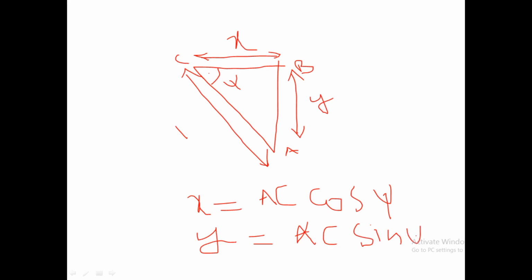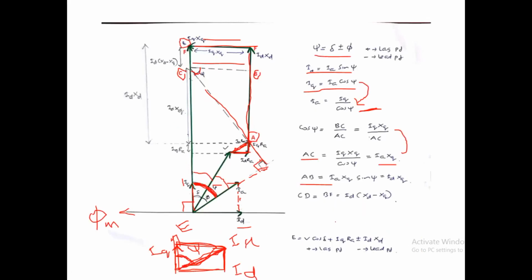So this is how we are getting in this previous slide. AB equal to AC into sin psi. What is AC? IA into XQ. So IA into XQ into sin psi. Now what is IA into sin psi? IA into sin psi equal to ID. So this is equal to ID into XQ.